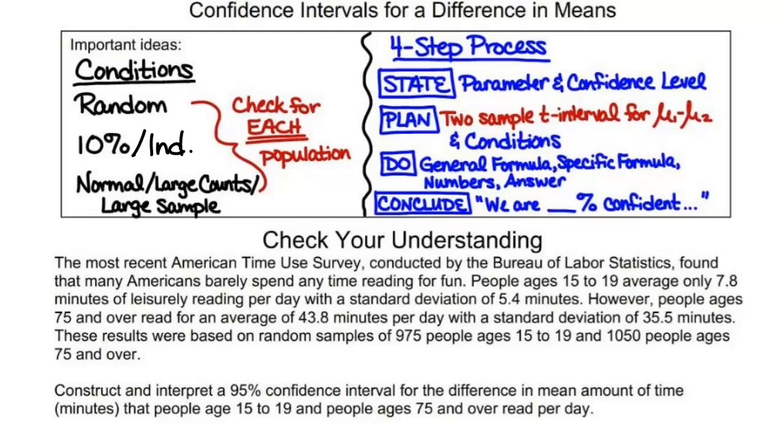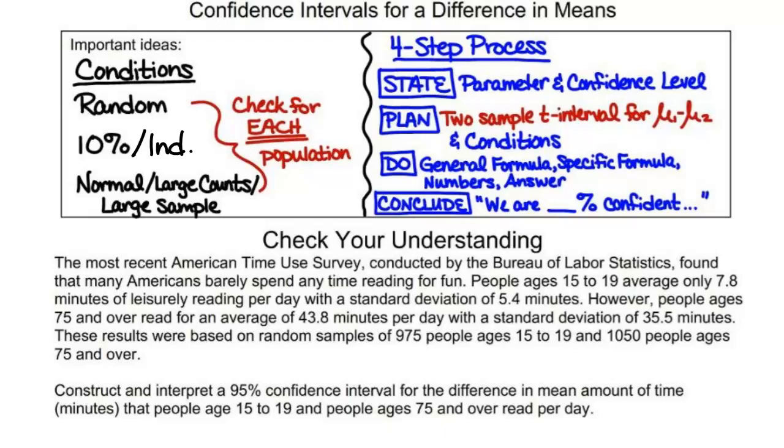4-step process, parameter and confidence level in your state step. Plan: 2-sample t interval for mu1 minus mu2 and check your conditions. Do: general formula, specific formula, numbers, answer. If you do not write down the specific formula, you just plug the numbers in and find it, that is okay. Just make sure that you know where you're going on your formula sheet for the pieces that you need to plug into those different formulas.